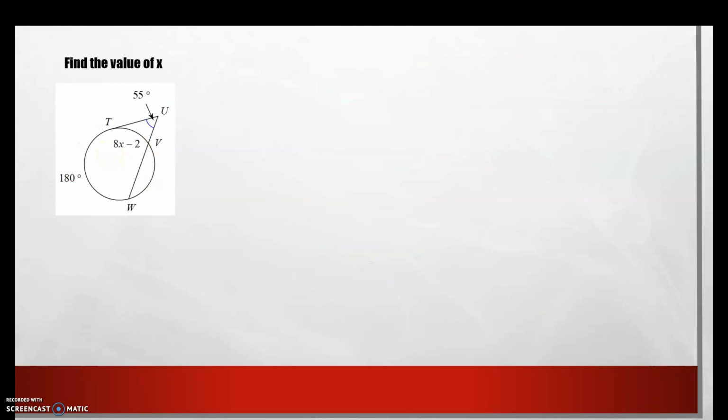So let's try one here. If I open up this angle, here are my two arcs that are created. So I know my outside angle is going to be 55, and that's going to be equal to 1/2 of 180 minus, now this is where students make their mistake. It is minus 8x minus 2.